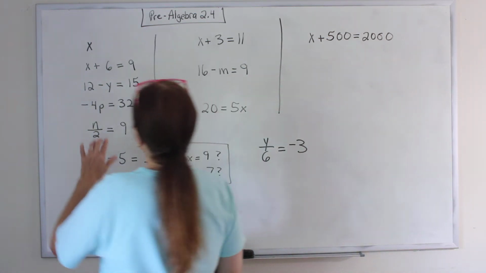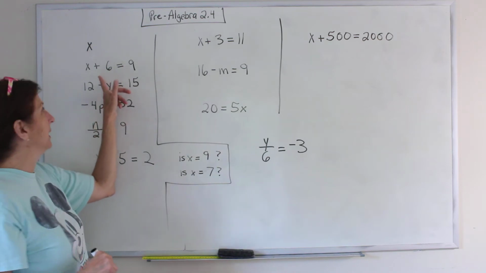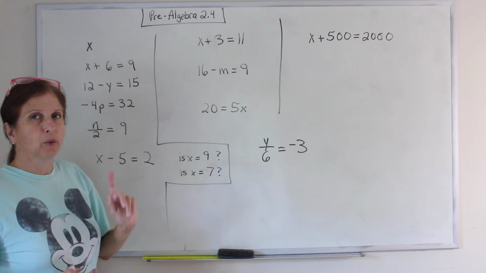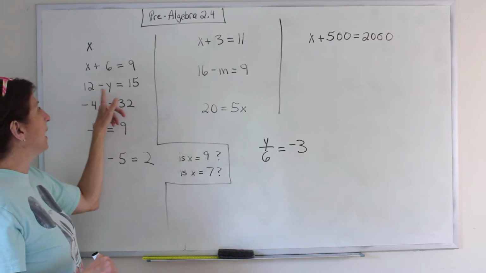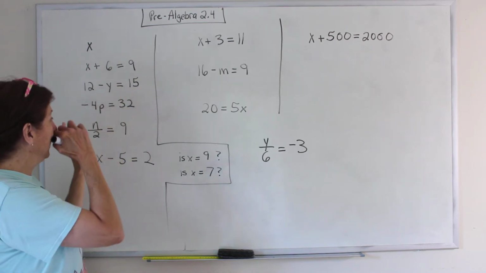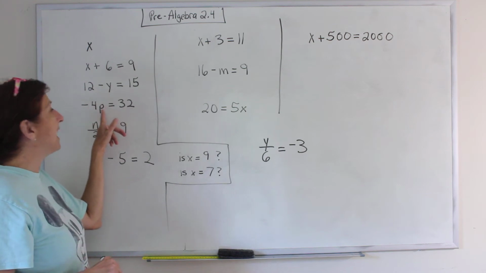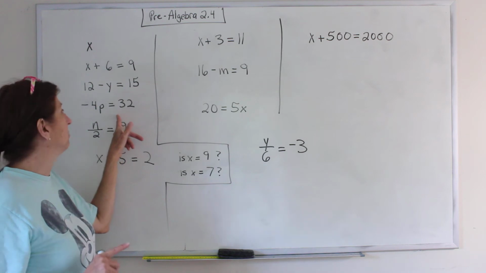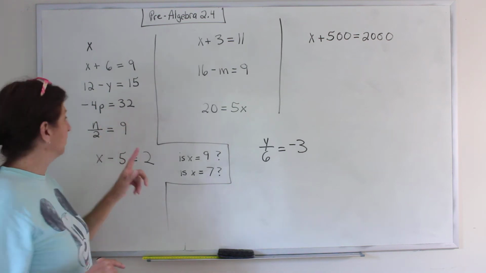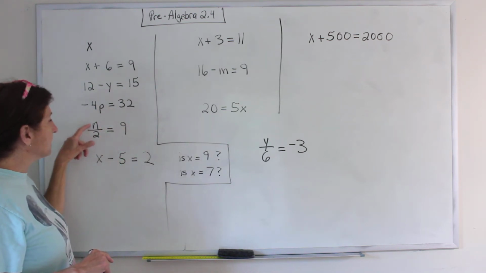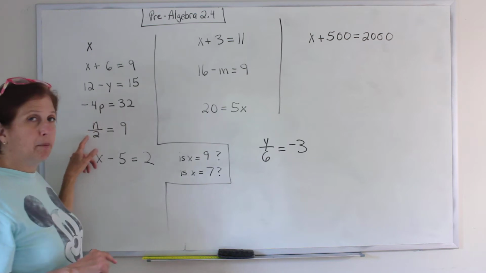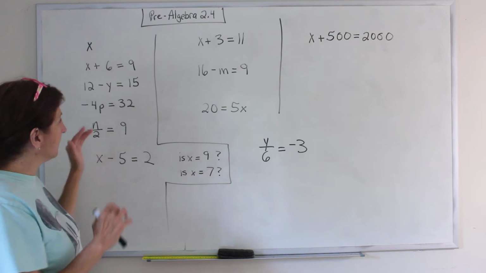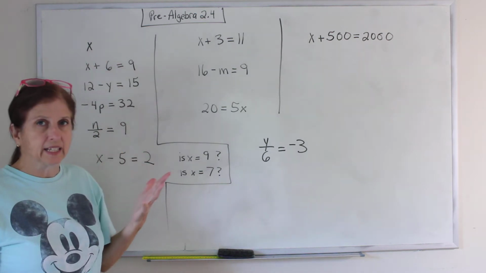Alright, so here, what does this mean? It means some number, we don't know what it is, plus 6 equals 9. 12 minus some number equals 15. -4 times p, remember a number sitting next to a letter means multiply, equals 32. Some number n divided by 2 equals 9. And so that's just what those things mean.